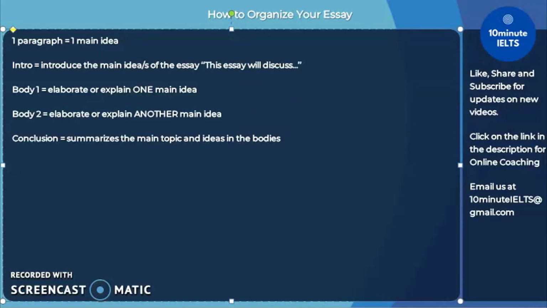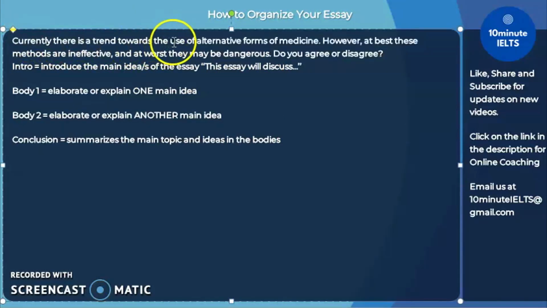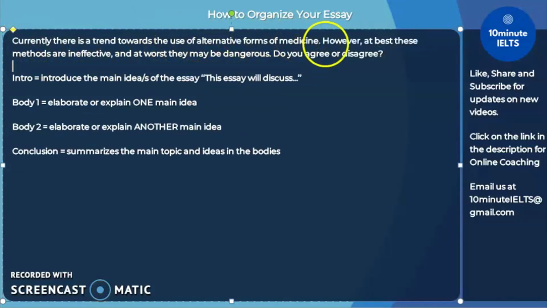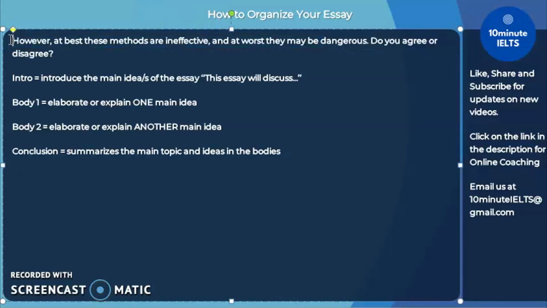Let's take a look at this question. Currently, there is a trend towards the use of alternative forms of medicine. However, at best, these methods are ineffective, and at worst, they may be dangerous. Do you agree or disagree? Now, if you've watched my previous video on how to understand questions, we simply remove the previous topic or sentence and focus on the last statement closest to the real question.